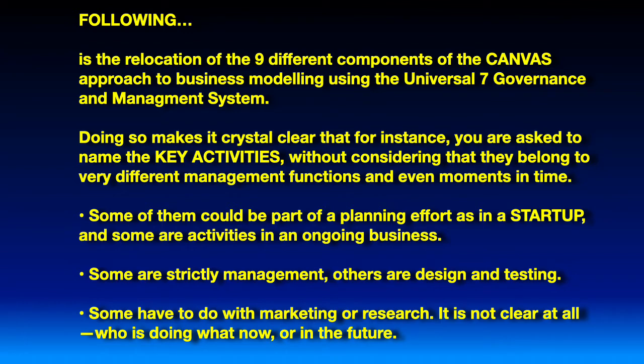Following is the relocation of the 9 different components of the Canvas approach to business modeling using the Universal 7 Governance and Management System. Doing so makes it crystal clear that, for instance, you are asked to name the key activities without considering that they belong to very different management functions and even moments in time.